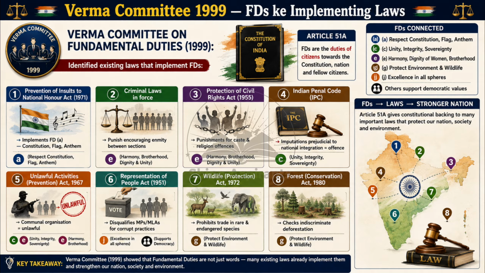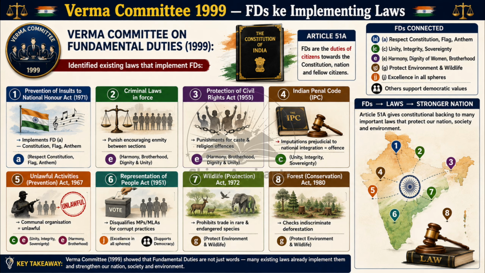4. Indian Penal Code, IPC. The IPC declares that imputations and assertions prejudicial to national integration are punishable offences. Implements Duty C. 5. Unlawful Activities Prevention Act, 1967. This act provides for the declaration of a communal organization as an unlawful association. Implements Duty C and E.